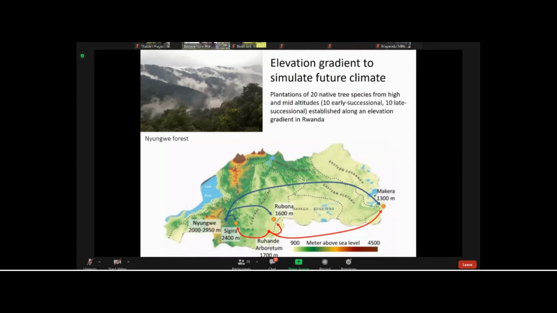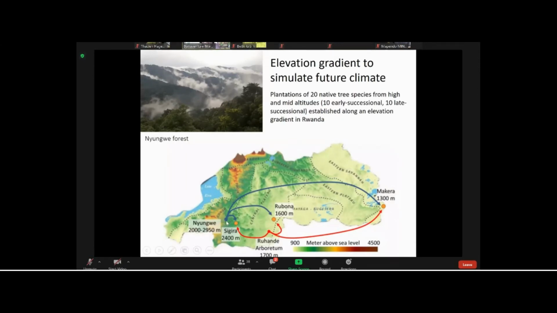And so we have three sites along an elevation gradient. The high elevation site is located at Sigira, at 2,400 meters above sea level. And the middle one is located at Rwanda at 1,600 meters above sea level. And the lowest is located at Makira, around the Tanzania border, which is located at 1,300 meters.